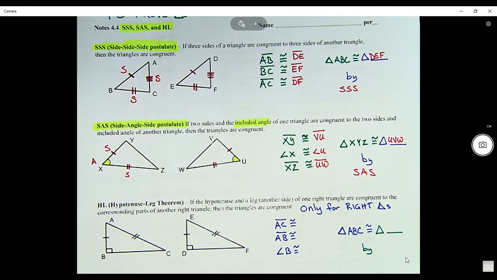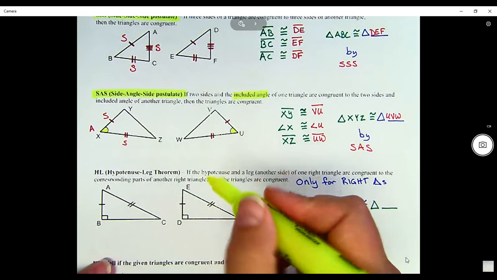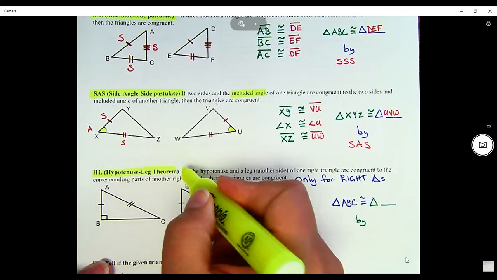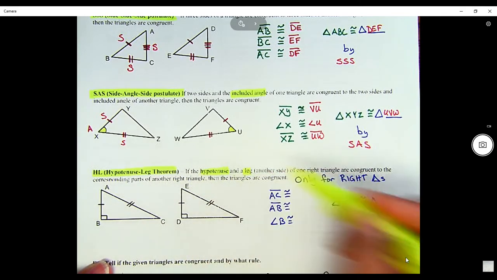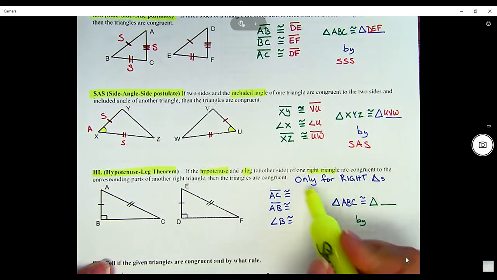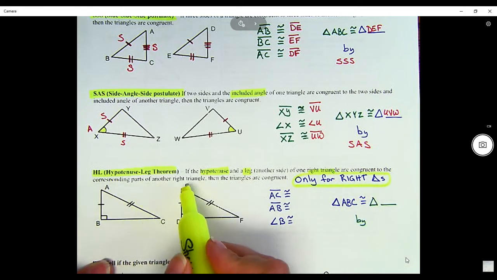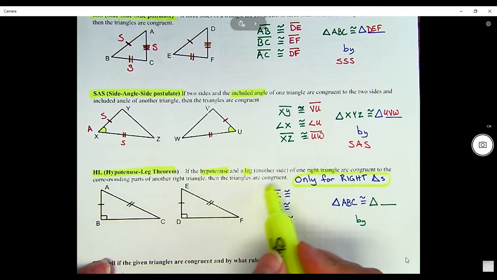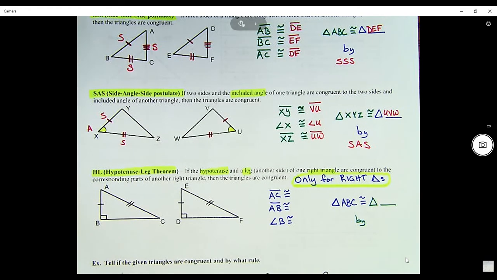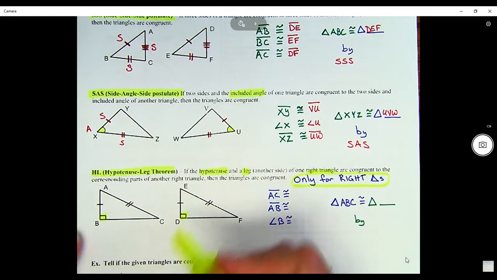All right, last one for today is hypotenuse leg. The hypotenuse leg theorem says if the hypotenuse and a leg of one right triangle are congruent to the corresponding parts of another right triangle, then the triangles are congruent. Now this has to be a right triangle. In fact, this is only for right triangles. The very first thing that you have to recognize is that this has to be a right triangle, because only in a right triangle do you have a hypotenuse.